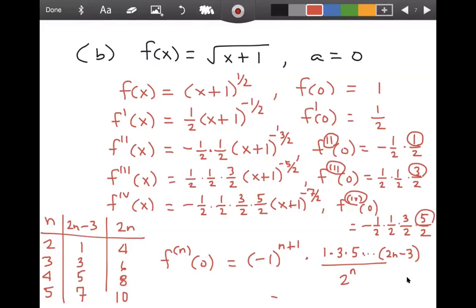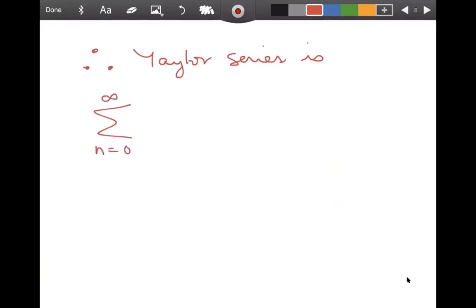Okay, so now to write down the answer, the Taylor series is the sum, n going from 0 to infinity, of the nth derivative of f at 0 over n factorial times, well, we can just write x to the n here. Again, this is really a Maclaurin series. And we have that ugly expression for the nth derivative at 0.